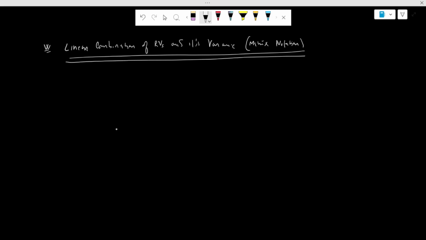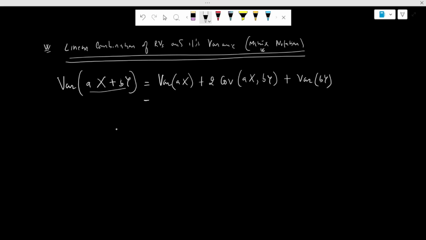Now let us calculate the variance of a linear combination of random variables, and we will express it in the matrix formula. Let us write the formula in general notation, and then we'll convert it into matrix notation. So we have a variable x, we multiply it by a, and we sum it with the variable y after scaling by b. How do we calculate the variance of this expression? The variance of ax is equal to a square variance of x. Covariance is proportional to the product of the scales of the variables, plus here we have b square variance of y.